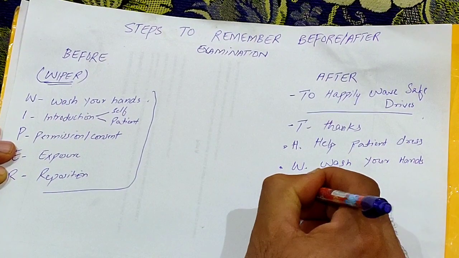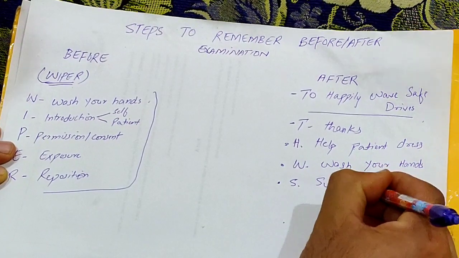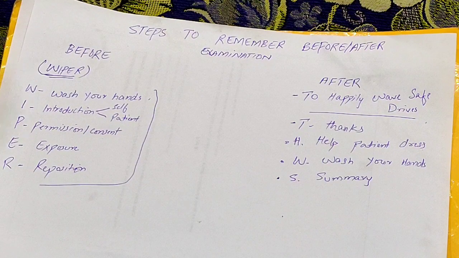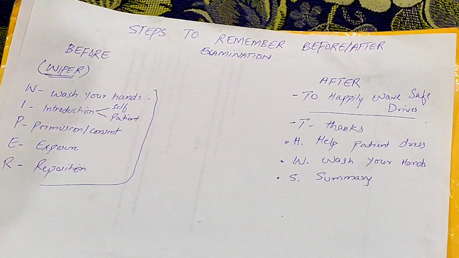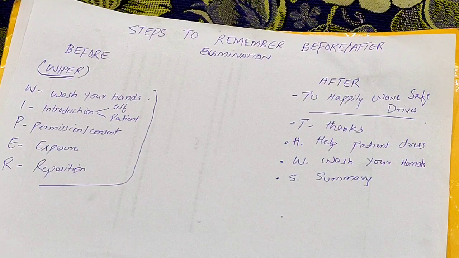S is for summary. This is the step in which you will tell the patient that I have examined your neck and there was a lump in the anterior triangle, or we may say in the front of the neck, which most probably could be due to thyroid enlargement or something like that. You should summarize for the patient in simple words.